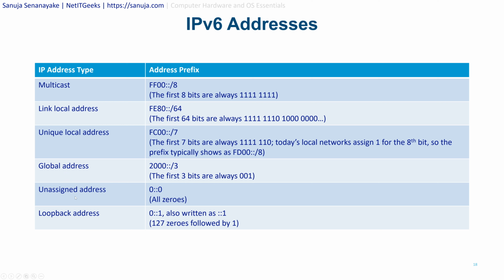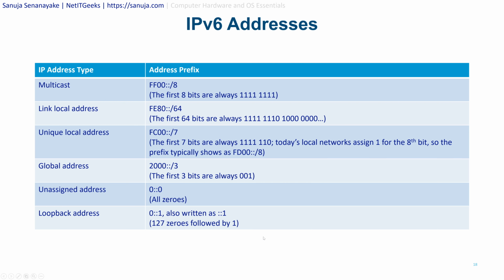The unassigned addresses include ::0, which is all zeros, and the loopback address, which is an important one in IPv6, is going to be 0::1, also known as ::1, because the zeros can be dropped here. So this is very commonly written as ::1, 127 zeros followed by 1. That's what the loopback address represents.